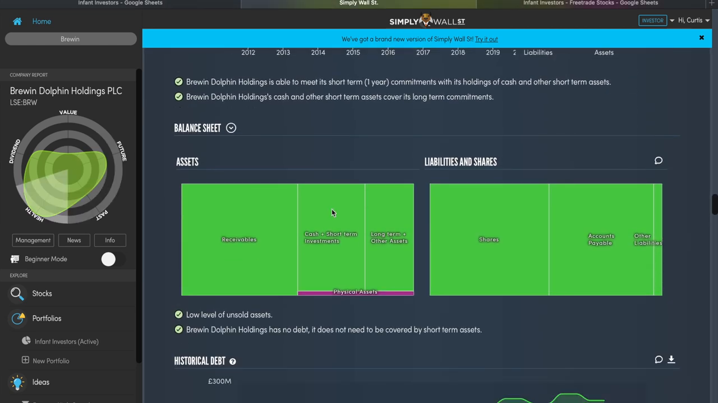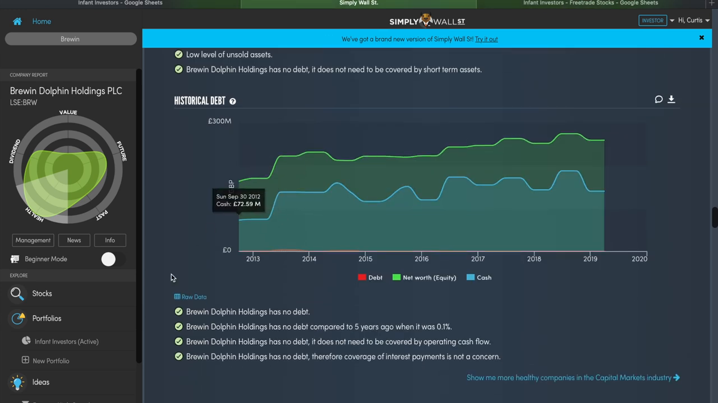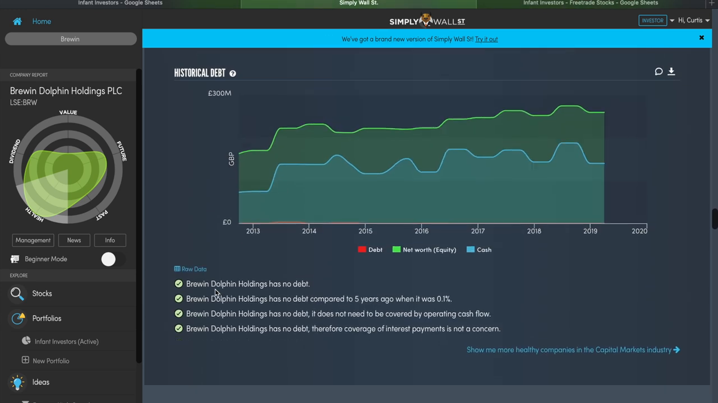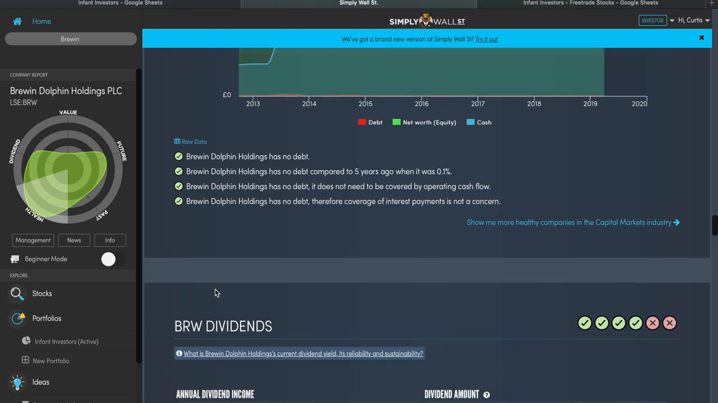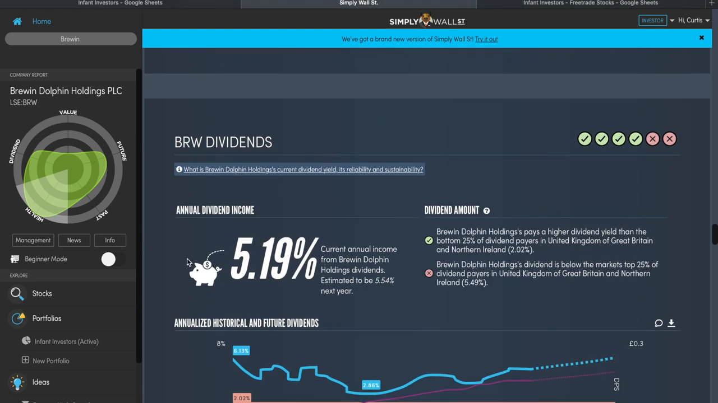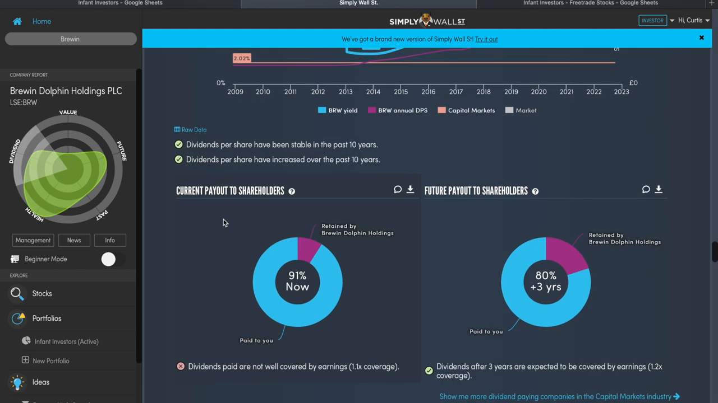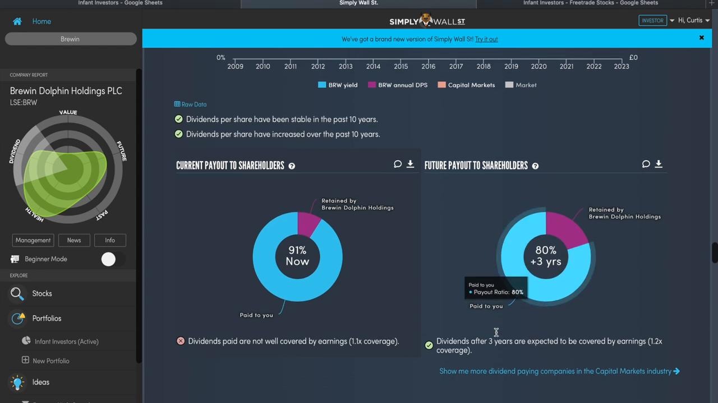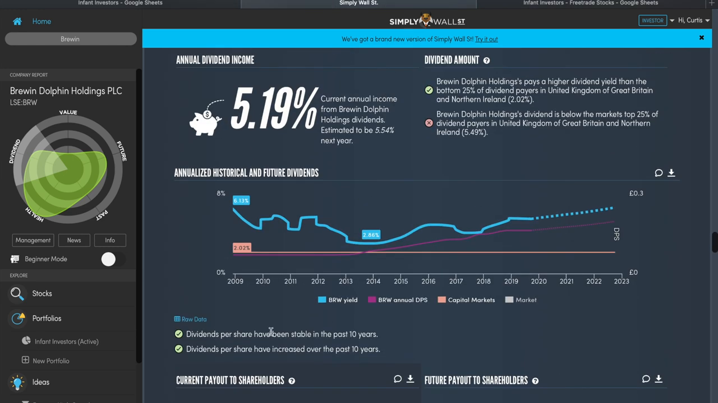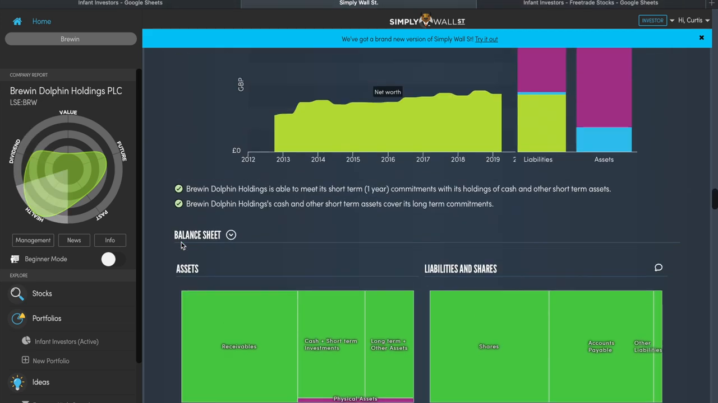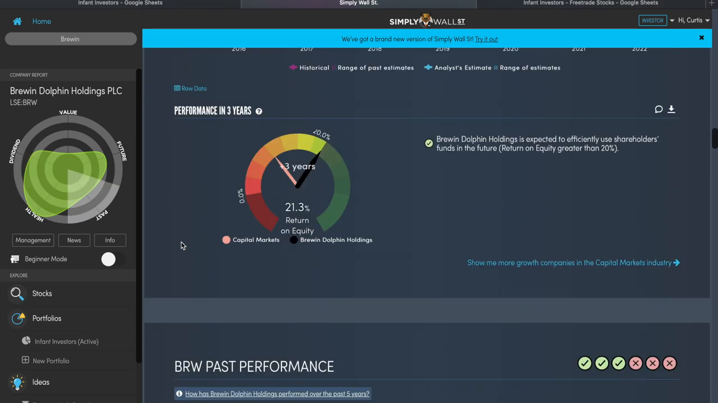It's very healthy, obviously having no debt, which I think is quite important in this sort of recession climate that we potentially are embarking towards. And obviously it's 5.19 on a dividend. It's been paying for the last 10 years, stable for the last 10 years. The only issue is that it's not fully covered by earnings, but they are expected to be covered by earnings as well. So that's one thing. But it's not something I'm going to run to add to my portfolio. It's something I will potentially look at and investigate a little bit more.